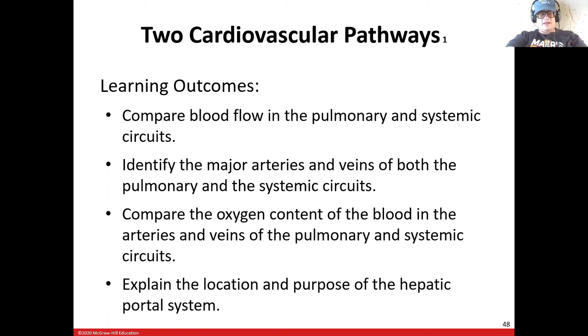So, cardiovascular pathways. We're going to talk about the flow of blood in the pulmonary and the systemic circuits. I'll tell you right now, in most of the body, arteries are delivering highly oxygenated blood, and veins are carrying deoxygenated blood, the stuff that in models will look blue. The pulmonary system is backwards because arteries are carrying blood to the lungs, where we get rid of carbon dioxide and pick up oxygen, and the veins bring the oxygenated blood back to the heart.